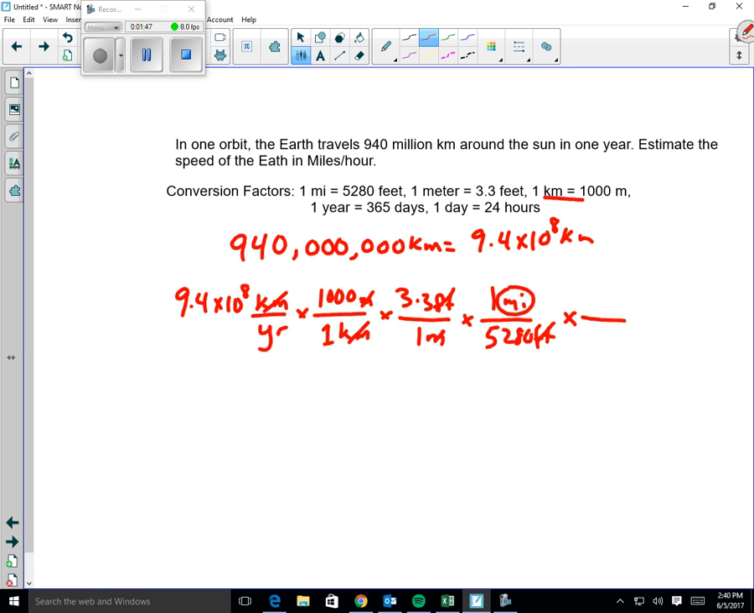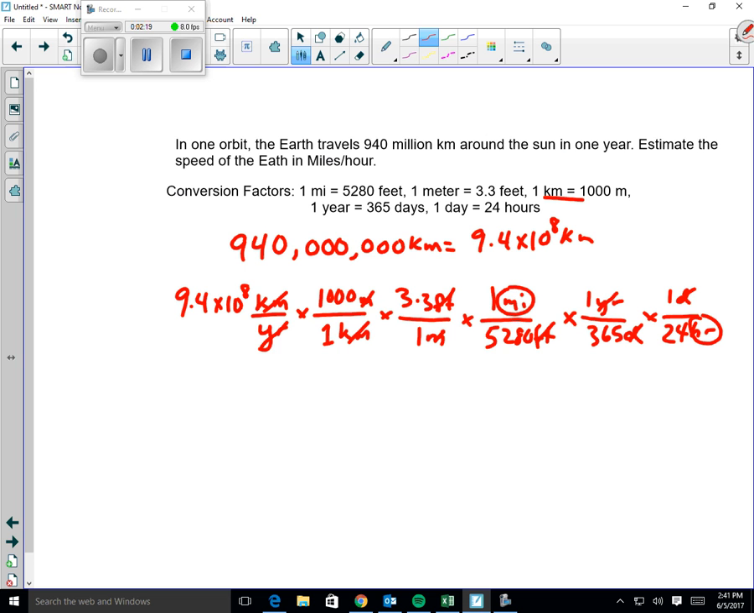Now years is on the bottom, so my conversion for years here is 1 year is 365 days, so I put 1 year on the top, 365 days on the bottom, and now the years cancel. And then I want to get to hours, so my conversion for that is 1 day. So I'll put 1 day on the top to cancel the days on the bottom here, and 24 hours on the bottom. Now I have hours on the bottom, so I have the right units.